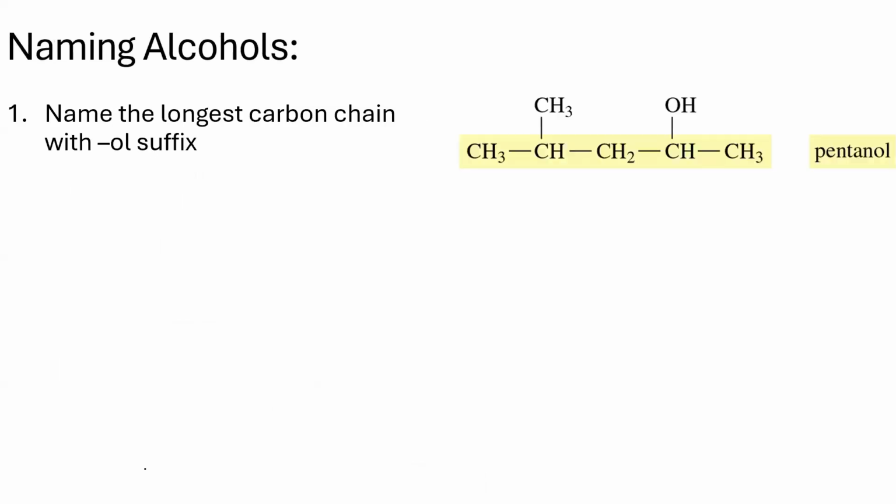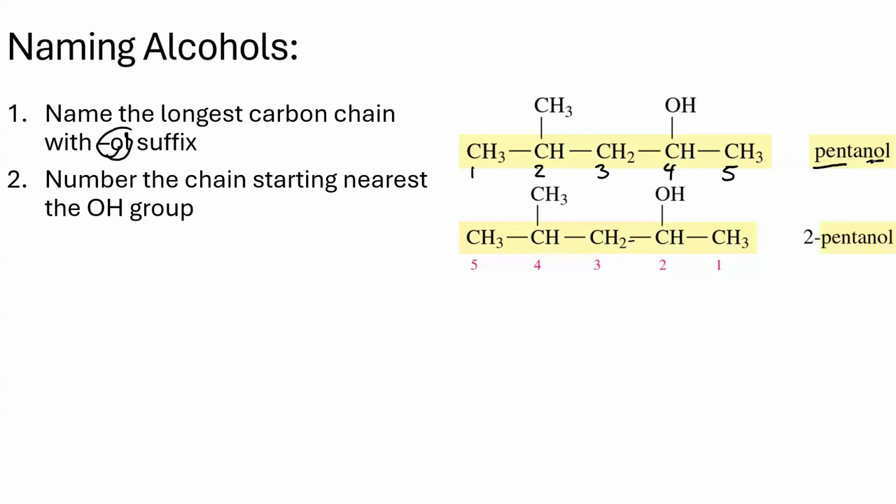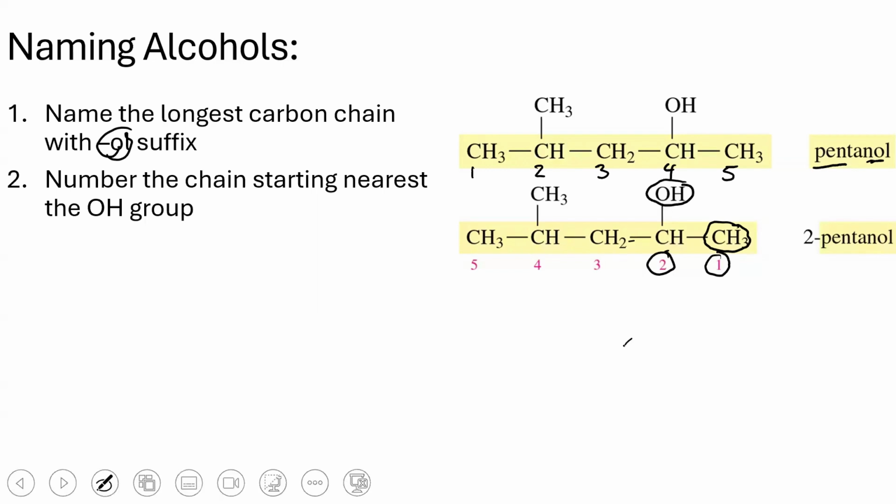So when it comes to naming alcohols, just like with alkane chains, we want to determine the longest carbon chain. So in this case, it's 1, 2, 3, 4, 5. So that's why we have the pent, and then we add the ol suffix, so it's pentanol. Then we would number the chain starting nearest the OH group. So because this carbon is nearest the OH group, it gets the designation of 1. So there's the OH group at position 2, and there's a methyl group at position 3.